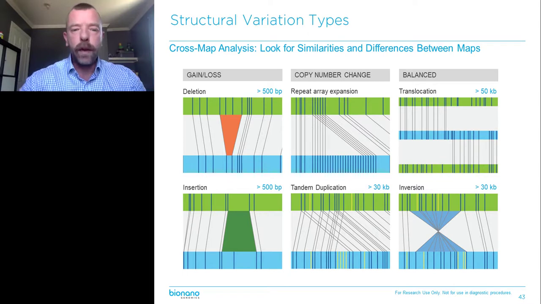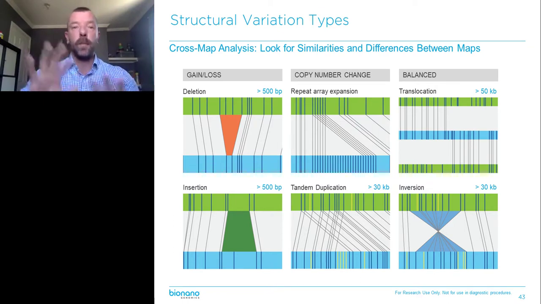So here again, you see the minimum sizes for deletions and insertions as low as 500 base pairs, and that's because we're just looking at the spacing between these labels. And then for duplications, translocations, and inversions, we need at least 30 or 50 kb, and that is because we're actually looking at complex patterns and how these patterns are changed.